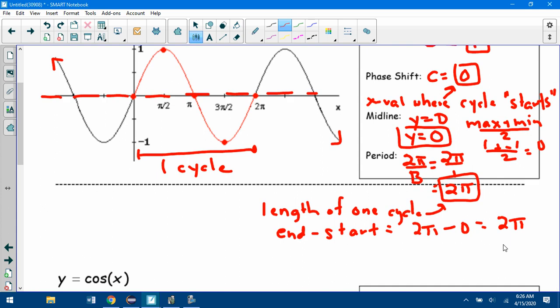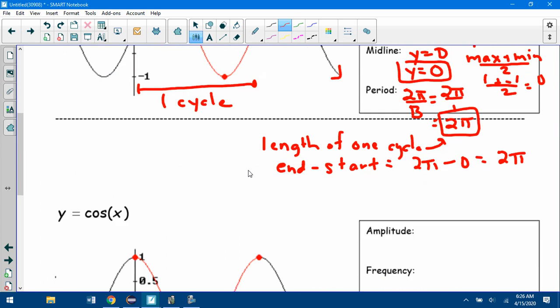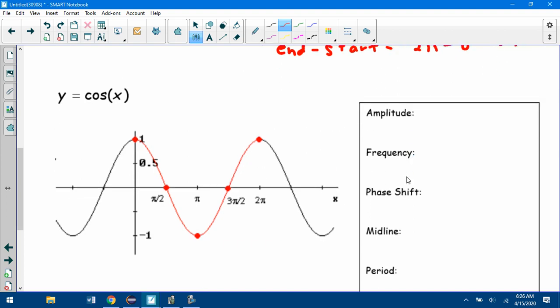Okay, so that's what all those terms mean when applied to sine. What do you think they're going to be for cosine? Right, very similar. Amplitude, absolute value of A, is 1 again. And you can also look at that from the midline. It goes up 1, down negative 1. Frequency, the number in front of the x, the B value, is also 1. Phase shift, the C value, there's no plus C here, so that's 0. And the cycle starts at x equals 0, so that's why that's 0.